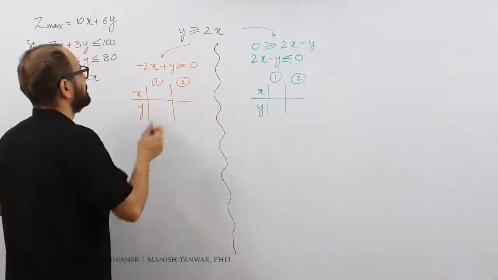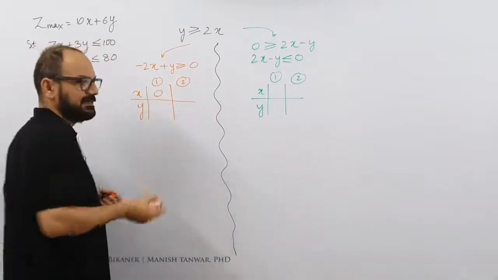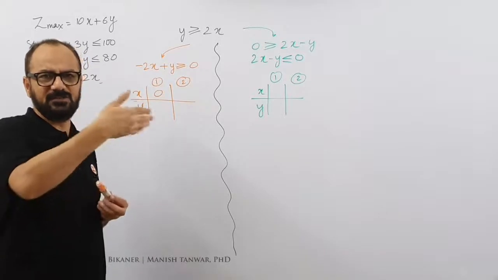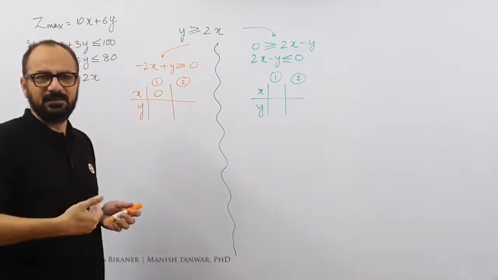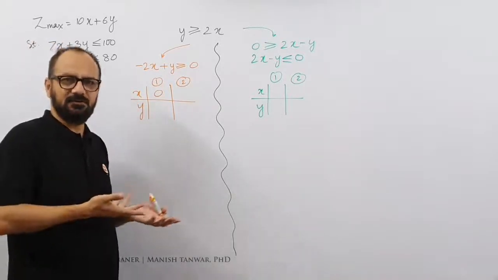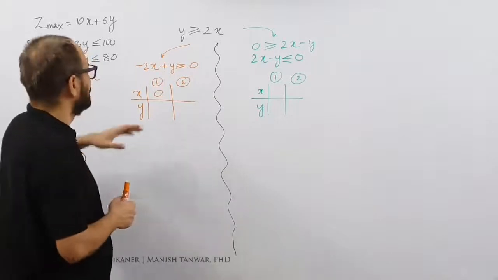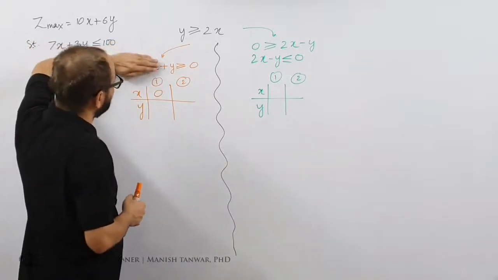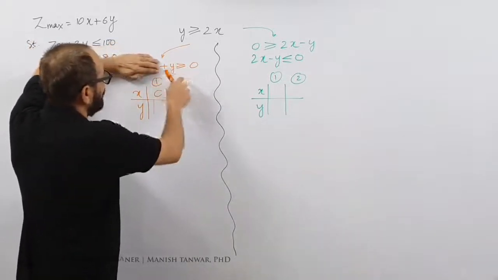Now how do we solve this? I put x is equal to 0, that is the idea. We put x is equal to 0, find the value of y, then we put y is equal to 0 and find the value of x. This is the idea that we use. So if I put x is equal to 0, this all is gone and we get y is equal to 0.